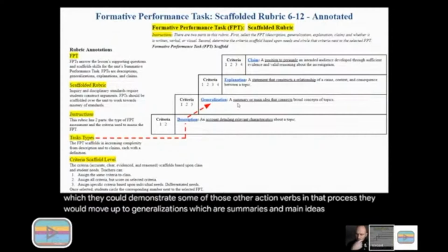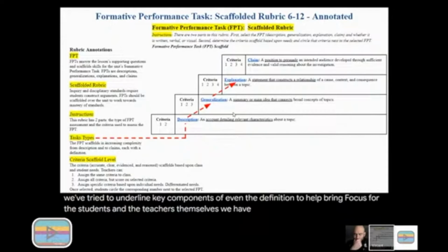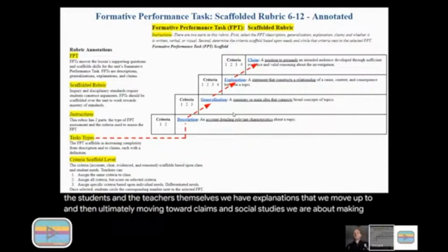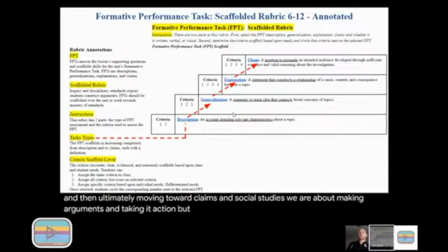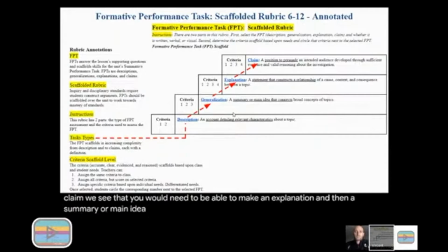As you see, we've tried to underline key components of even the definition to help bring focus for the students and the teachers themselves. We have explanations that we move up to, and then ultimately moving toward claims. In social studies, we are about making arguments and taking an action. But before you're able to make an argument, being a series of claims, you would need to be able to make a claim. And to backwards plan that even more, to make a claim, you would need to be able to make an explanation, and then a summary or a main idea, and then down to a description.